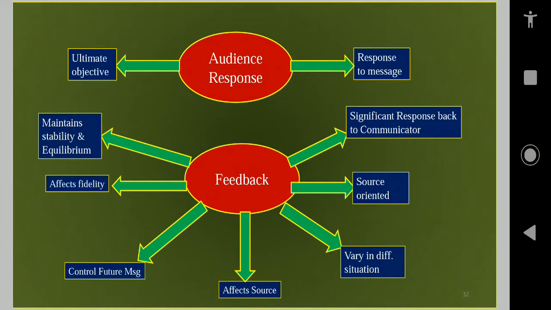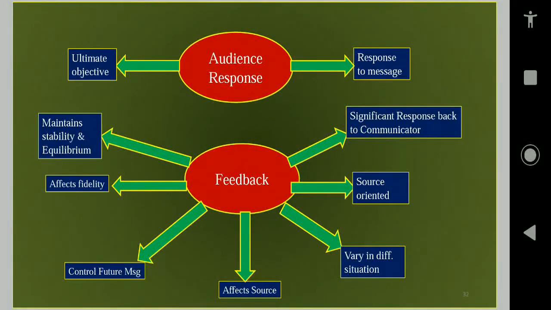If it pertains to research, the problem should be referred as feedback information to research to find out solutions. And what are the characteristics of feedback? Feedback should be source oriented and varies in different communication situations, affects the source or communicator, exerts control over future messages, affects communication fidelity, and maintains the stability and equilibrium of a communication system.